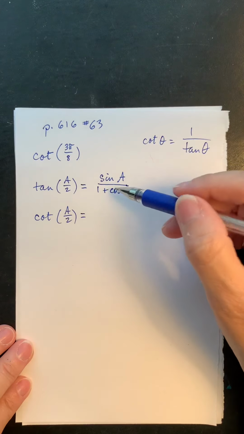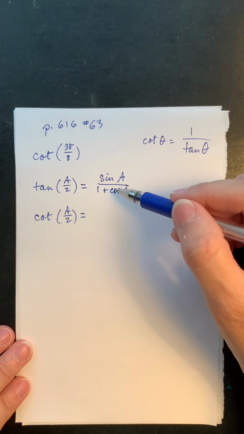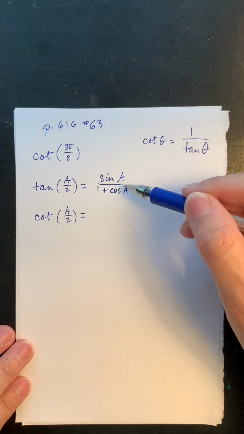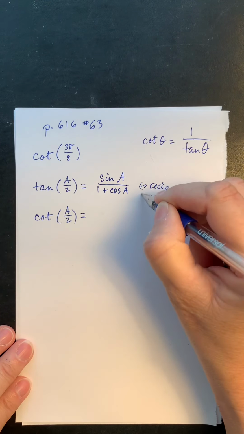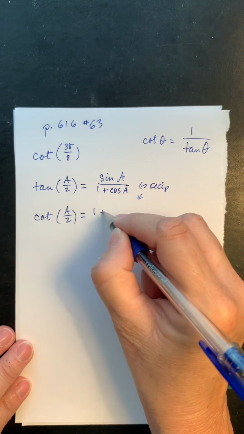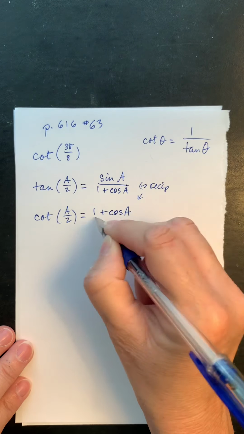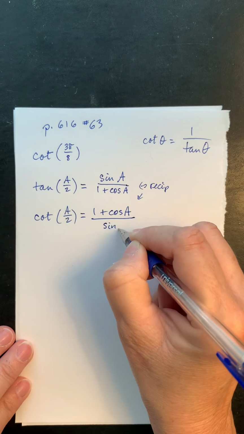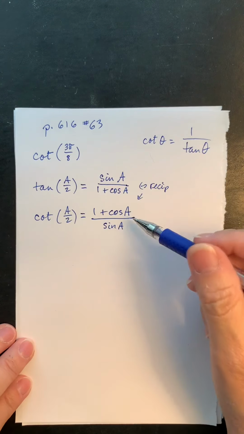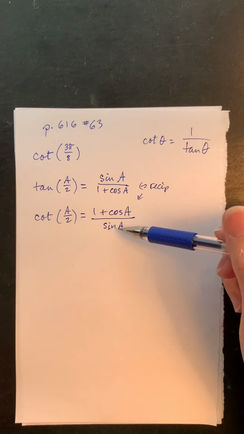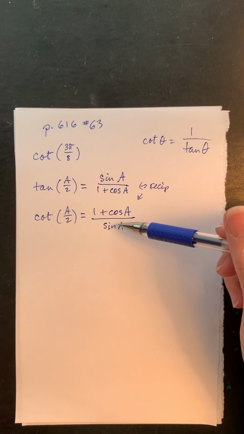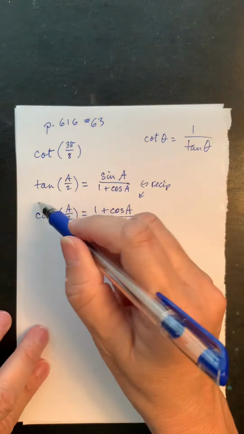All right, so I don't usually use this one for tangent. However, I'm really doing cotangent. So if I do the reciprocal of this, then I will have 1 plus the cosine of A divided by the sine of A. I usually think that if there's just one term in the denominator, that's an easier formula. So this is the one I'll use right here.